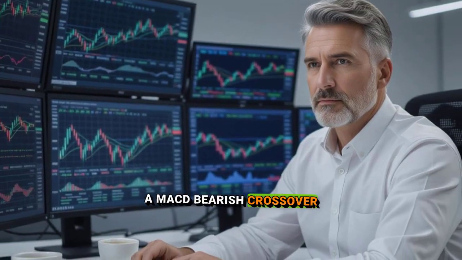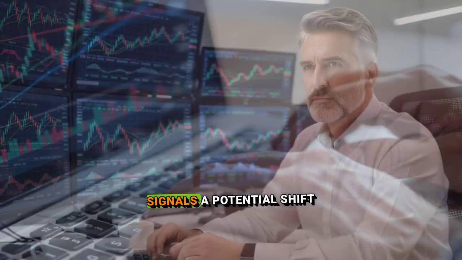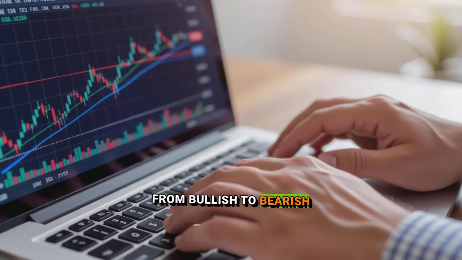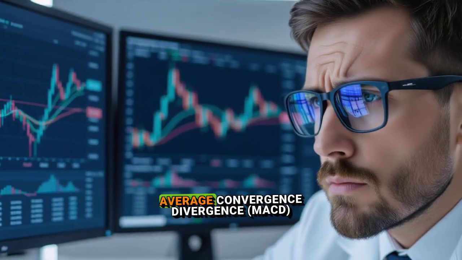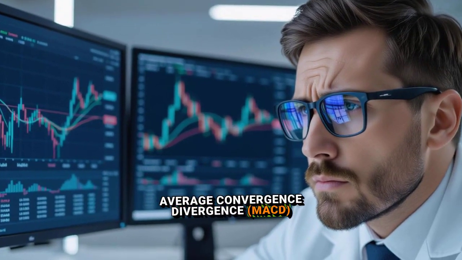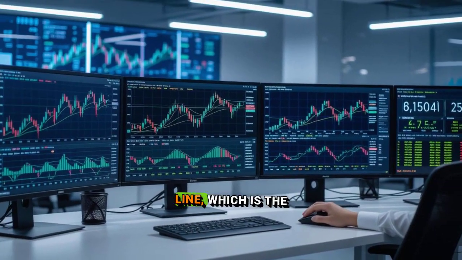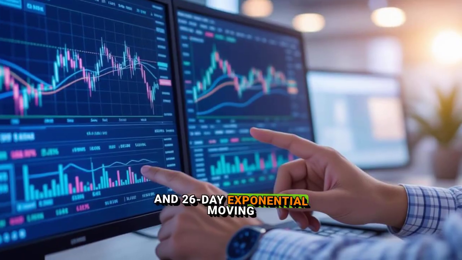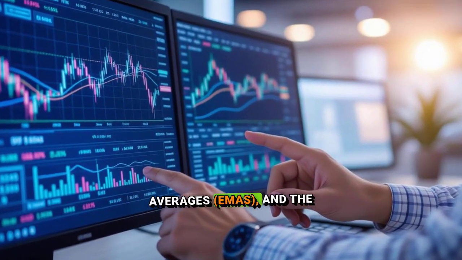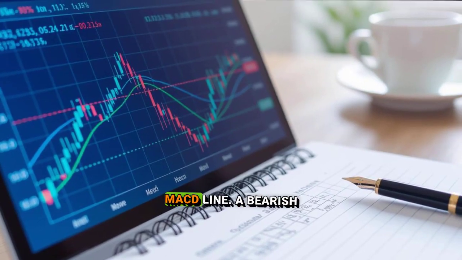A MACD bearish crossover is a significant technical indicator in trading that signals a potential shift from bullish to bearish momentum in a given financial instrument. The moving average convergence divergence, MACD indicator, is composed of two lines. The MACD line, which is the difference between the 12-day and 26-day exponential moving averages, EMAs, and the signal line, typically a 9-day EMA of the MACD line.